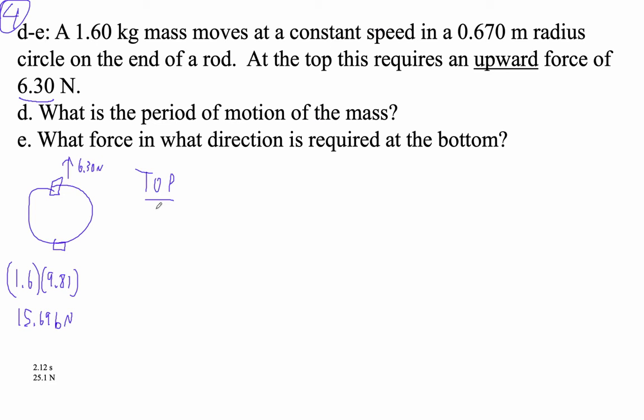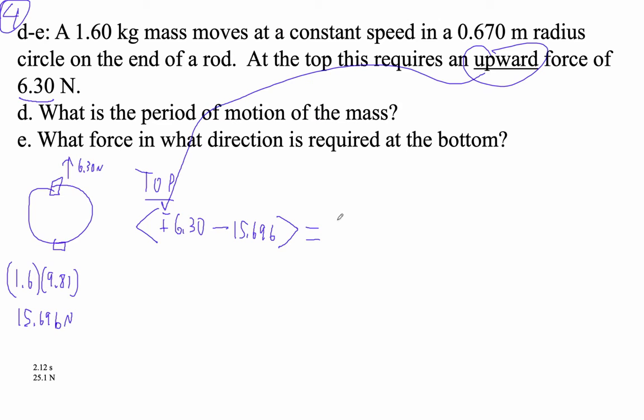Okay, so now let's set up F equals ma at the top, right? So at the top we've got 6.3 newtons positive. Notice it says upward, so that's where the positive comes from, minus 15.696 equals 1.6 times A. So we're going to solve for A.